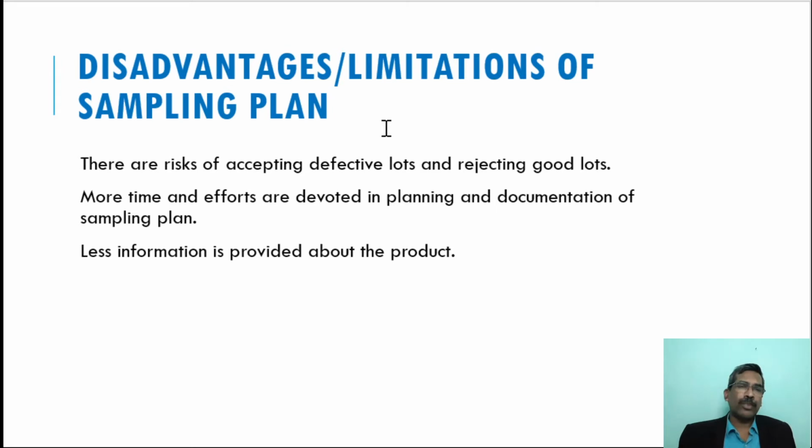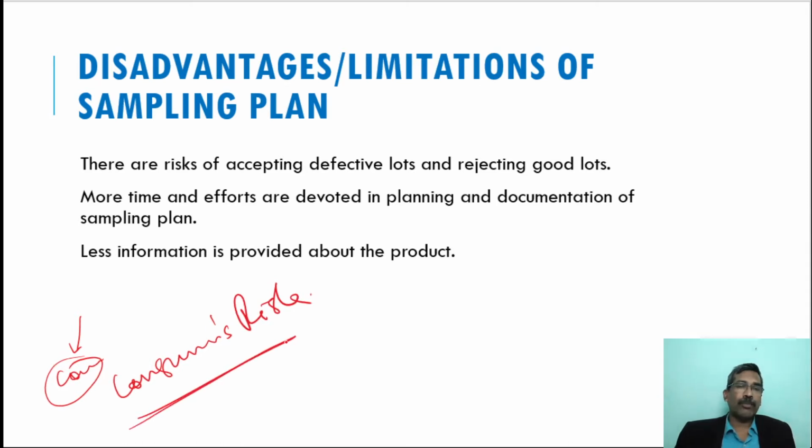Now, see what the disadvantages and limitations of the sampling plan are. There are risks of accepting defective lots and rejecting good lots. If a bad lot is accepted by the consumer, this is known as consumer's risk. That means the probability of accepting a bad lot is known as consumer's risk, and the probability of rejecting a good lot is known as producer's risk.